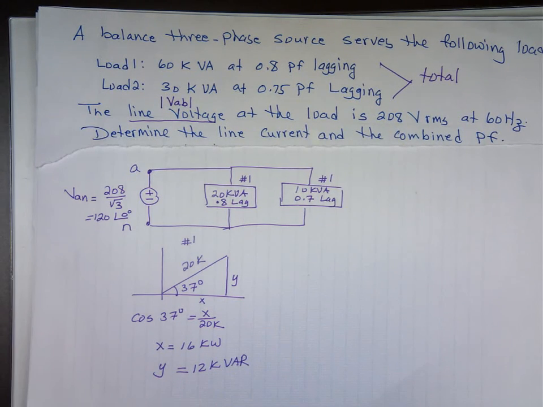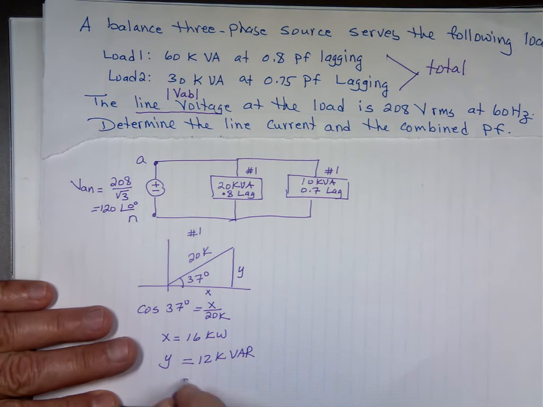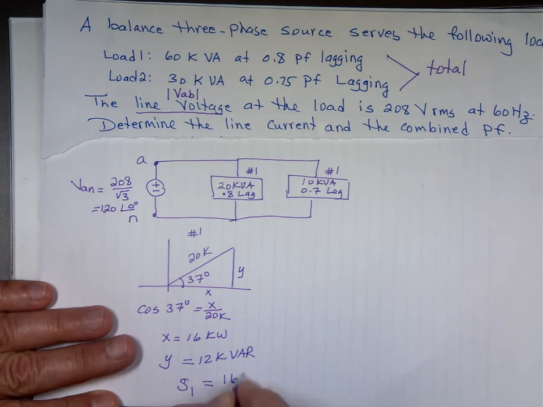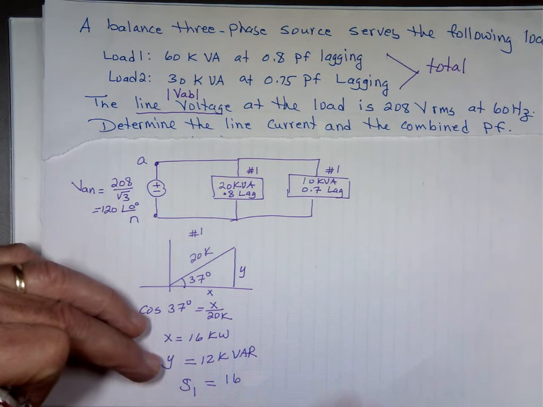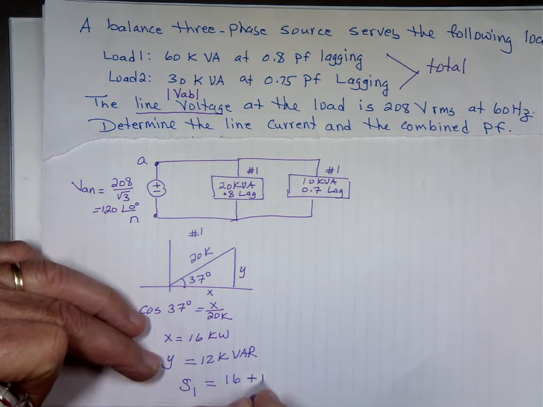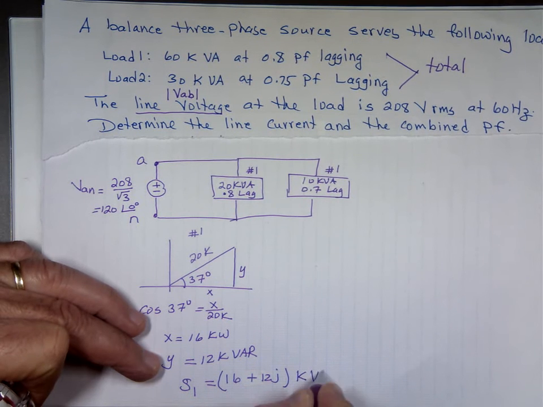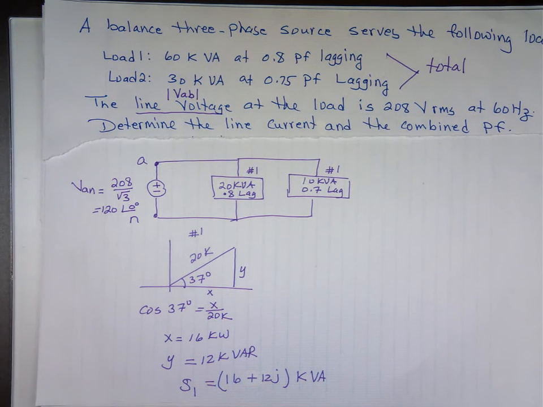So when you look at S1, the complex power, S1 is going to be 16 kilowatts. Well, let's not put the kilowatts in. Let's put just 16, and put the K at the end, plus 12j kVA, complex power.